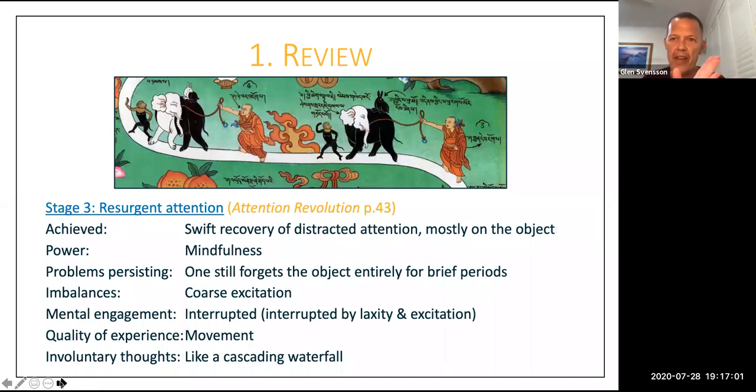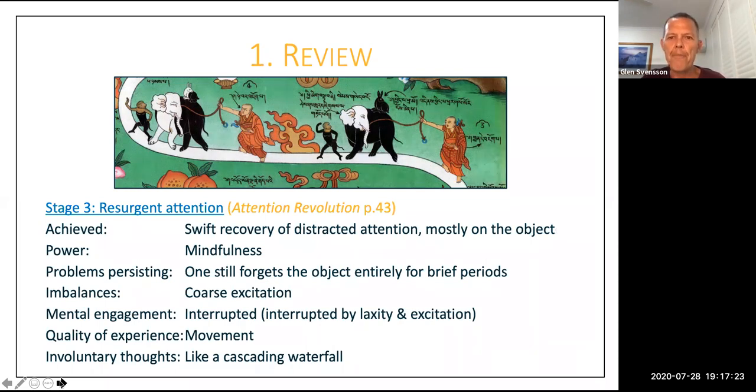Then we go around the next bend, the power of mindfulness. And so now our mindfulness is getting a lot better. So that mindfulness enables us to get to the third and fourth stage. The third stage here is called resurgent attention. And so what we see here is now the rope of mindfulness, of course, is attached to the elephant of the mind. Mindfulness is getting a lot better.